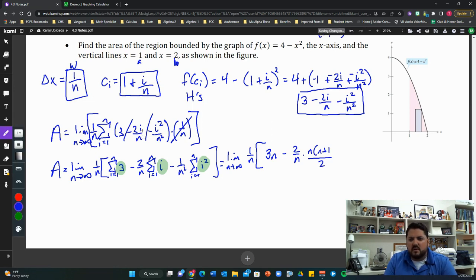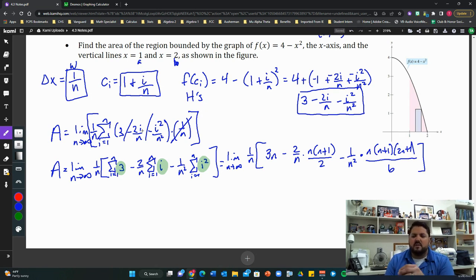Sorry, that didn't look that great. And then for the last one, minus 1 over n squared. And then again, the formula for i squared, we have n times n plus 1 times 2n plus 1 all over 6. Sorry, that looked like a minus there. And that's it. So now we can go through and simplify this as much as we can.